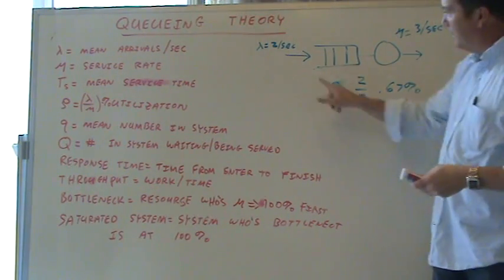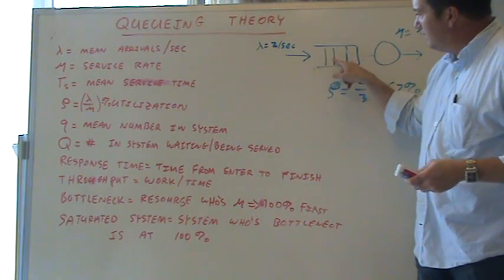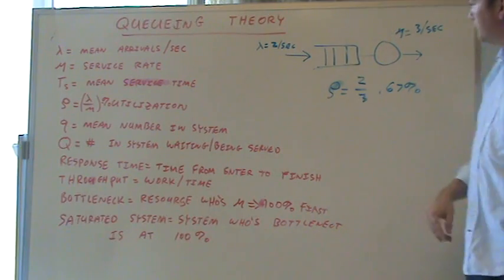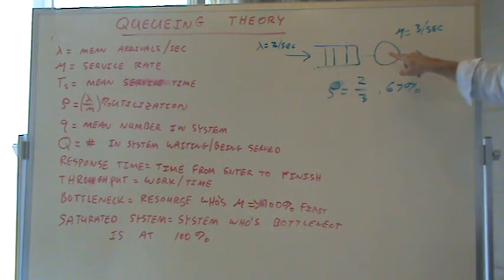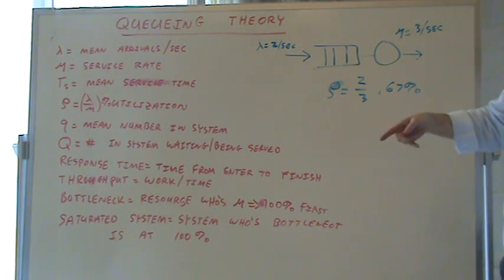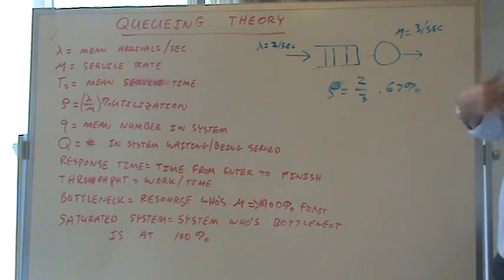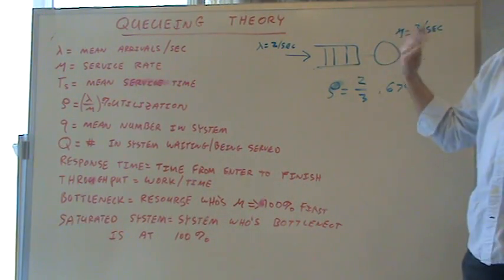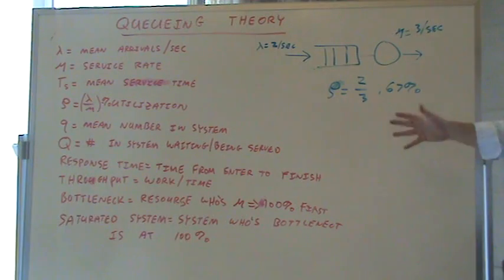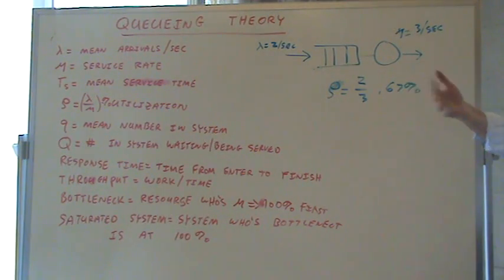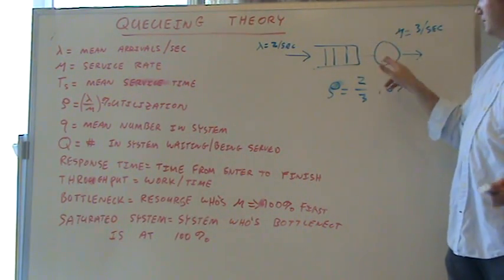Just to say that again, if jobs are arriving at a rate of 2 per second, and this device can bang out the work, if it was fully utilized, at a rate of 3 per second, so it's faster than the work that's arriving, 2/3 of the time it's going to be doing something, and 1/3 of the time that whole queue is going to be sitting empty and this thing has nothing to do.